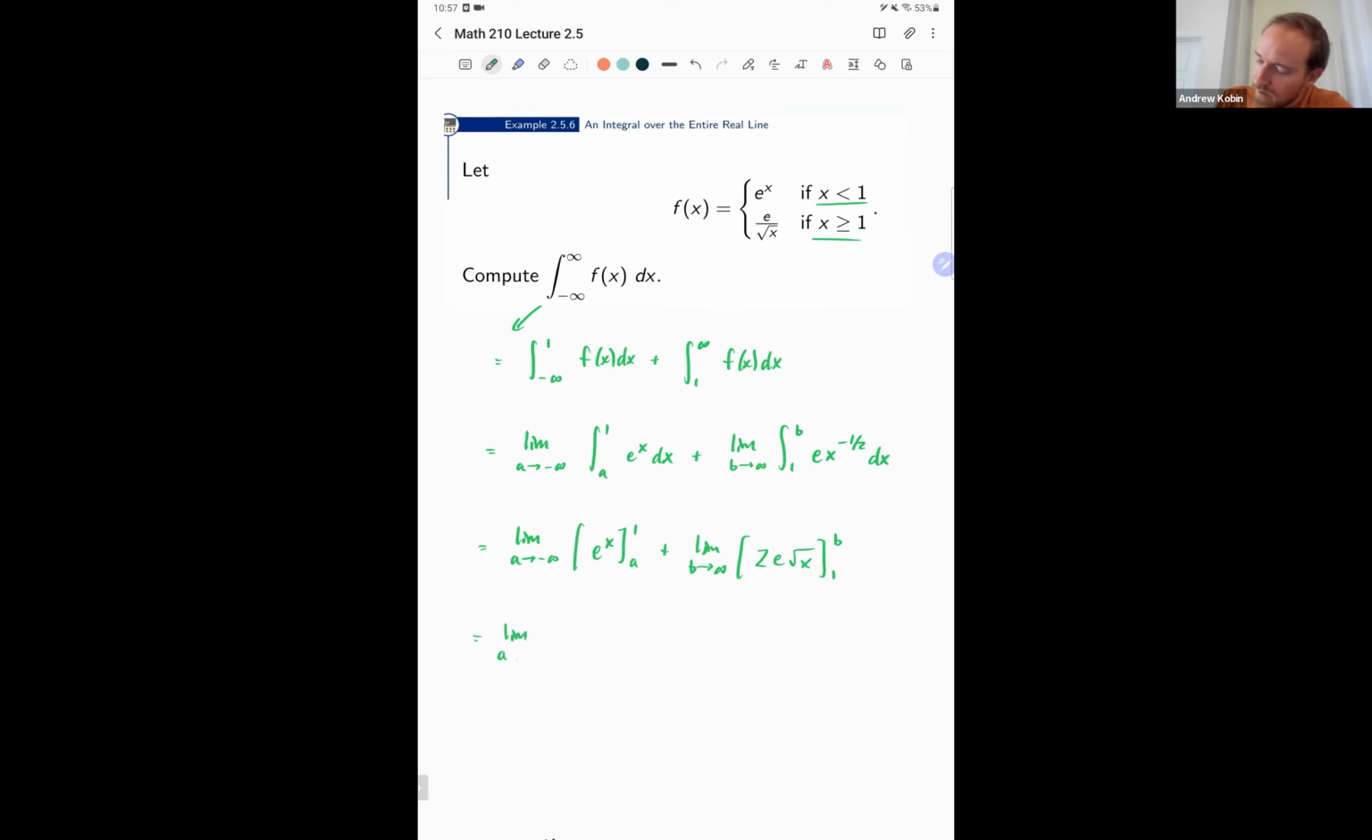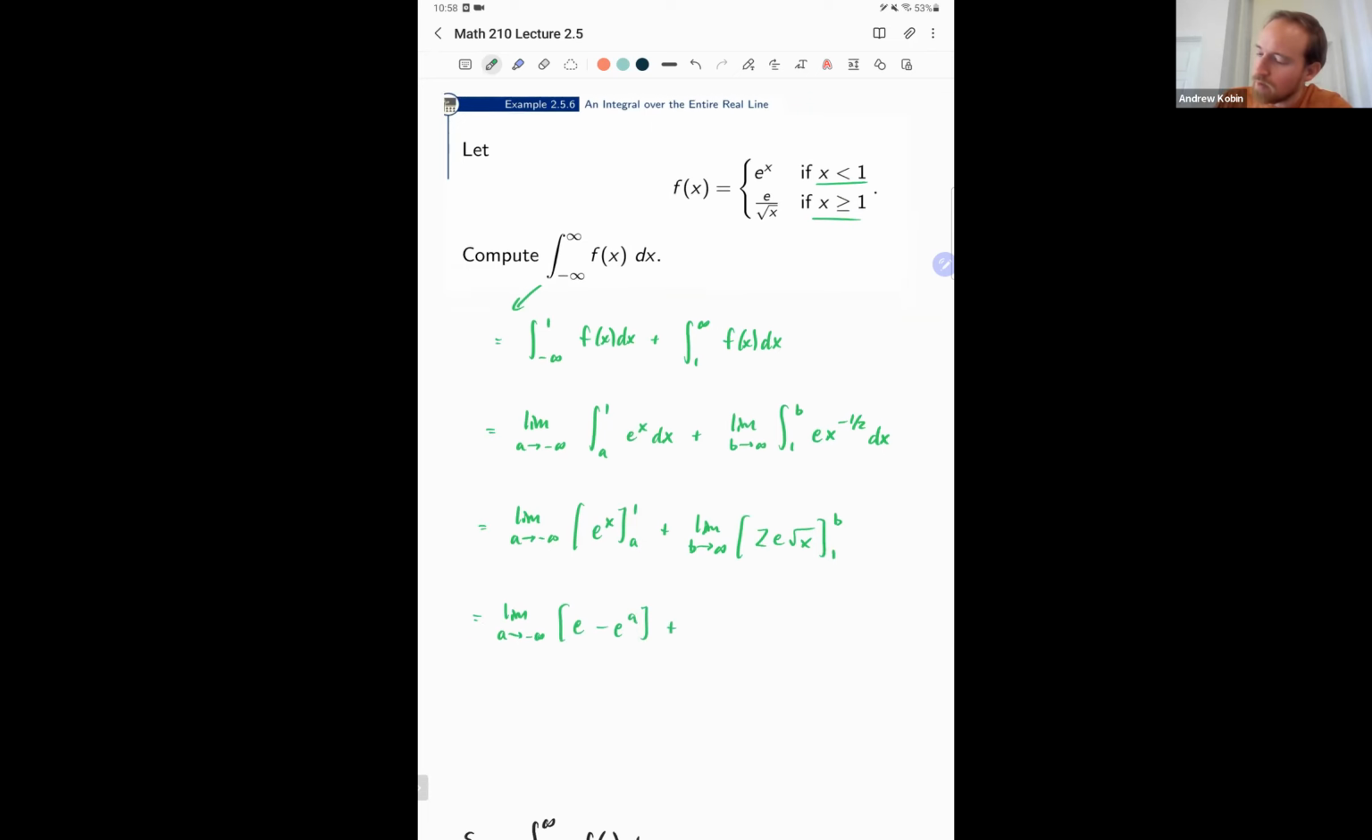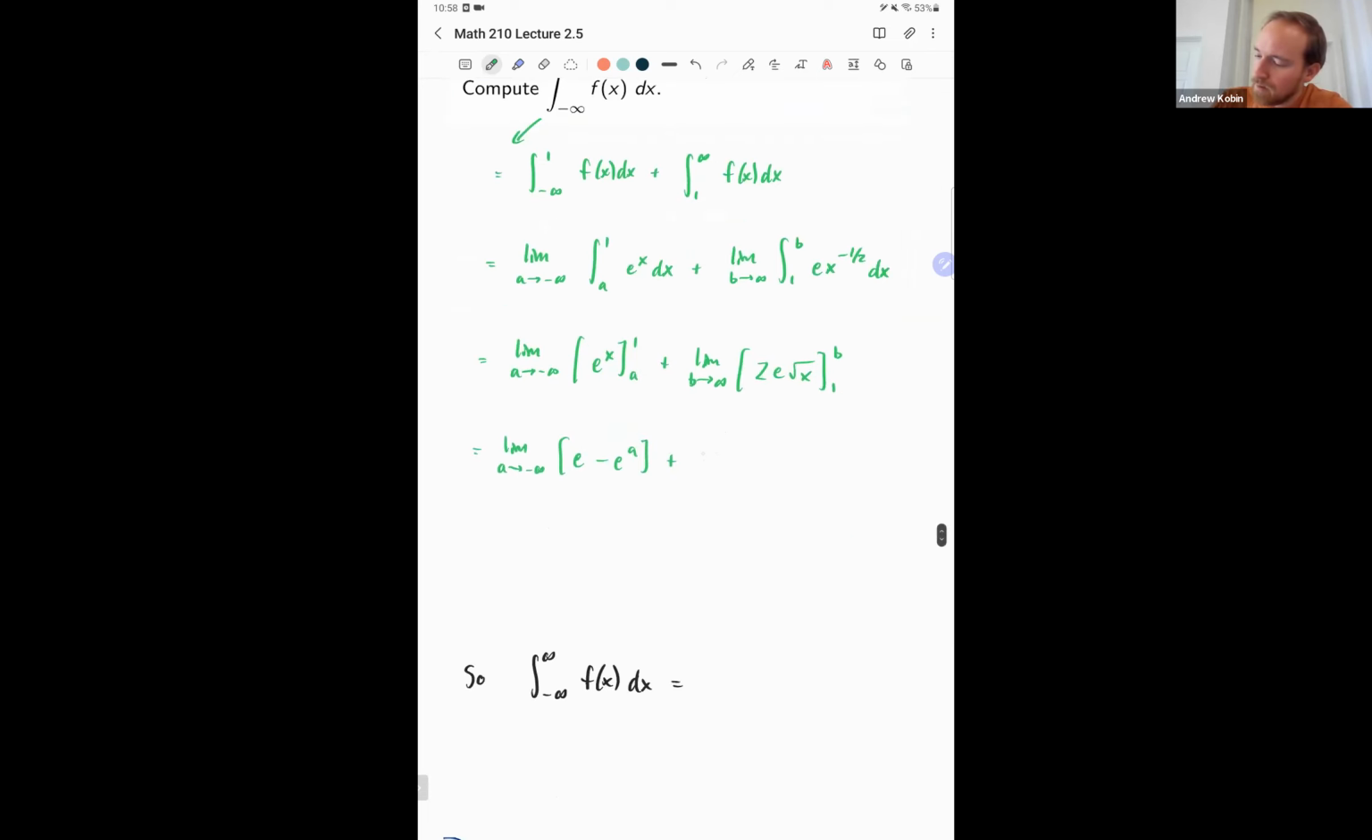So let's plug in our integral values. We have e to the 1, which is e, minus e to the a. We'll deal with that limit in a moment. Notice that I'm keeping my limit symbol around at every step until I'm done with it. This is 2e times root b, minus 2e times 1, and 2e times 1 is just 2e.